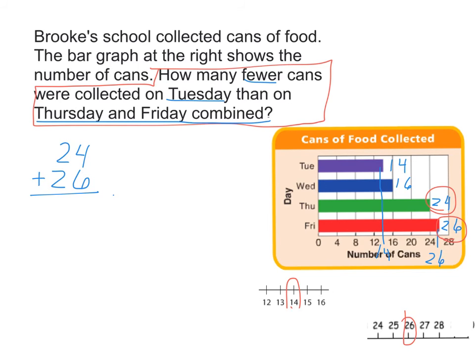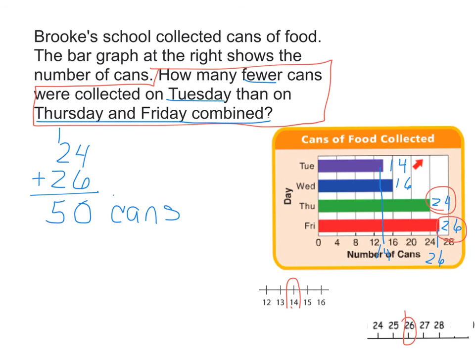As always, we start with the ones column. 4 plus 6 equals 10. We group that 1 ten. Then we have 2 plus 2 equals 4, and 1 more is 5, 50. So the total for Thursday and Friday was 50 cans. Now we know that Thursday and Friday had 50 cans. Now we can go ahead and figure out how many fewer cans were collected on Tuesday.